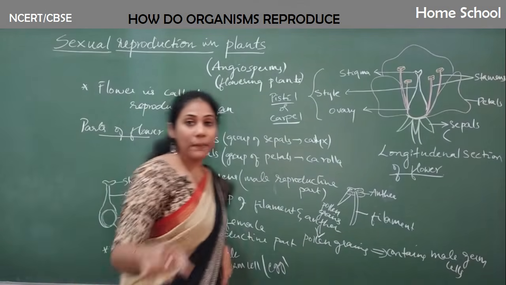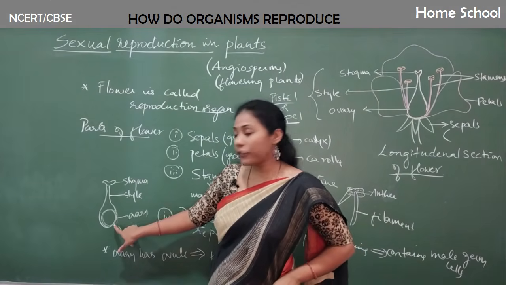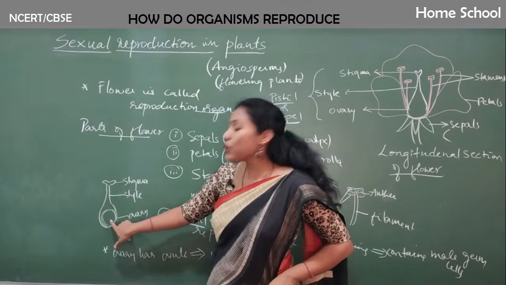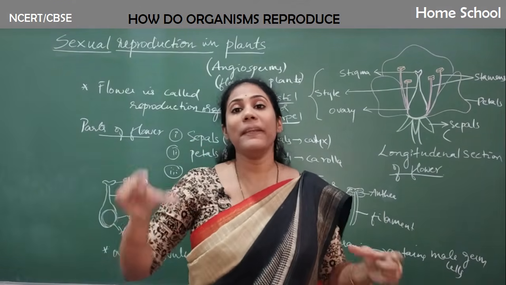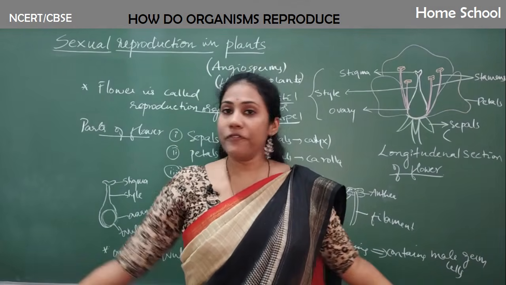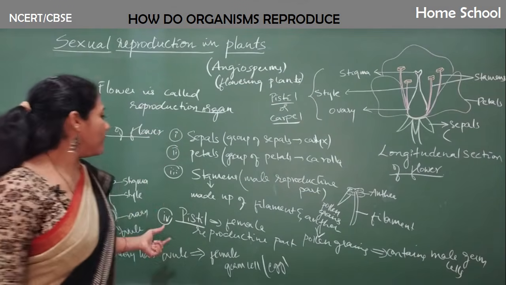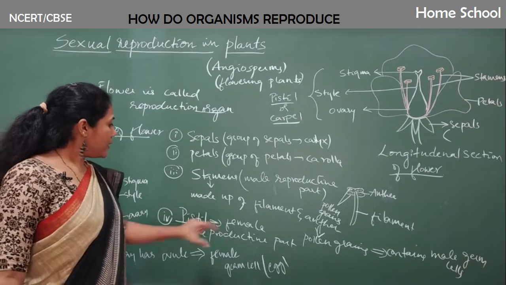In the female part, the female reproductive part has ovary, style, stigma. Ovary has ovule. Ovule has an egg cell, which is nothing but the female germ cell. And these are the four parts of a flower. Got to know the importance of stamens, got to know the importance of pistil.